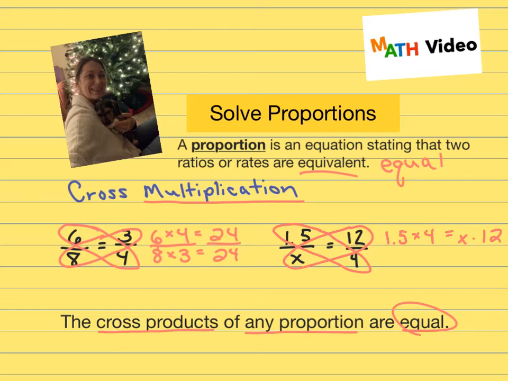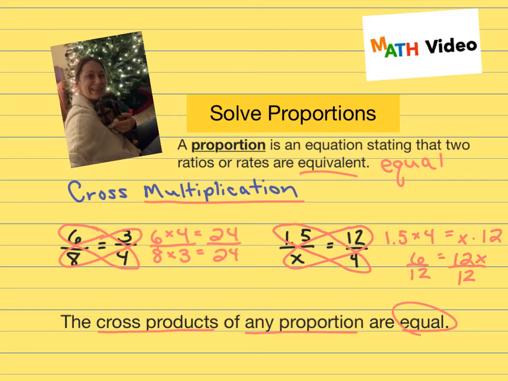Now we multiply. 1.5 times 4 equals 6. Equals x times 12. We typically write the number first, so we're going to write that 12x. 12 times x. In order to isolate that variable, we're going to do the opposite or the inverse of multiplication, and that is to divide. We divide on both sides of the equal sign to keep it equal.